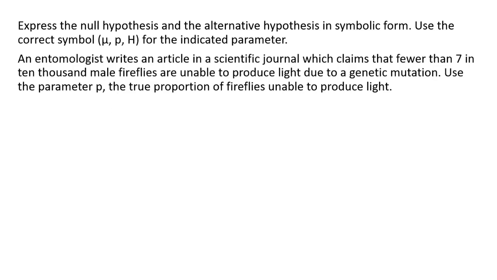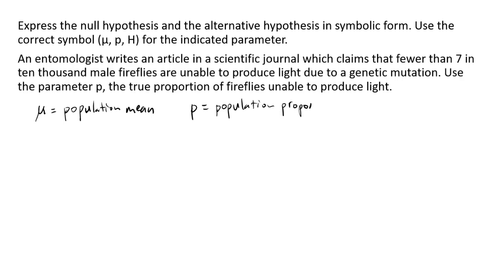Okay, well, before you do anything, you have to make sure that you know what these symbols mean. Mu is for population mean. And P is the true proportion, or the population proportion.